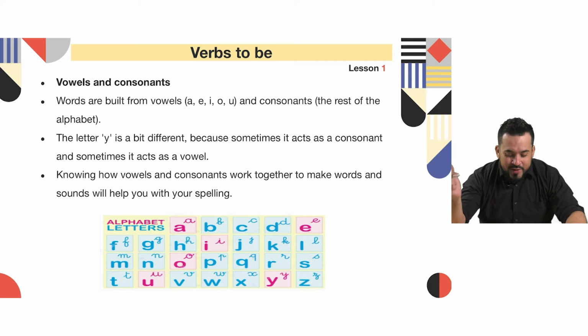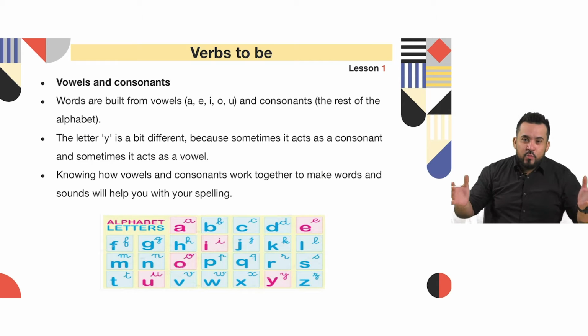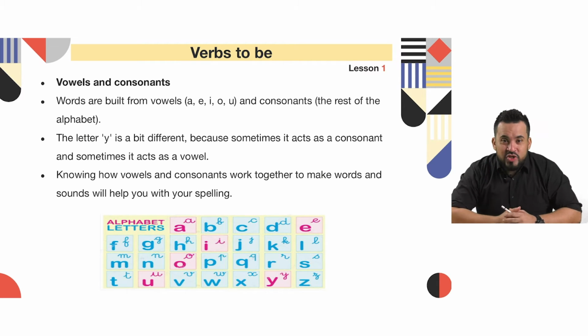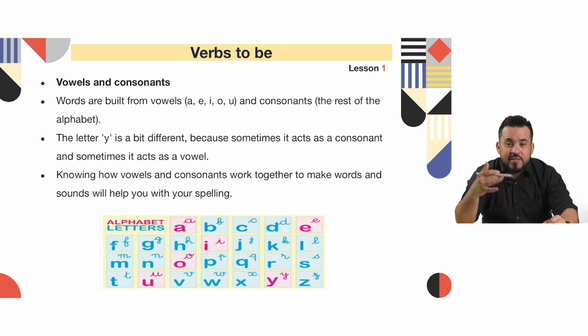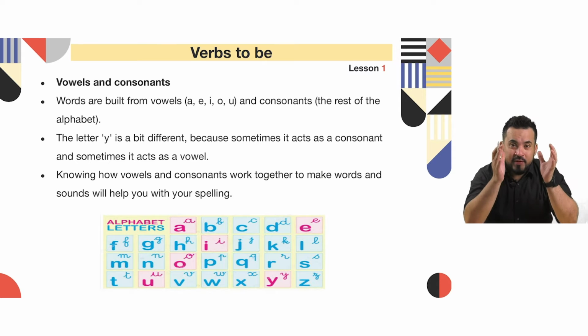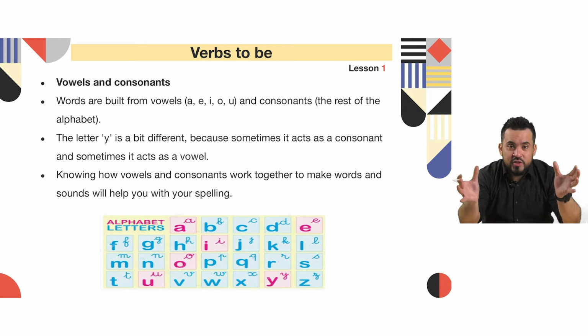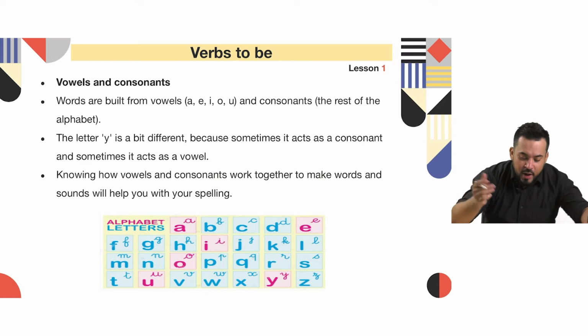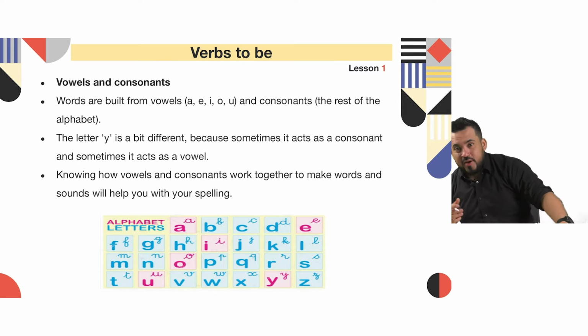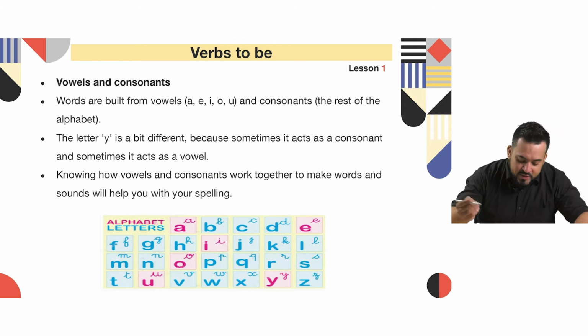Okay, so let's start. As I said, we will start with the very basic, which is the English alphabet. Now we know that the alphabet consists of 26 letters, right? Those letters are divided into two sections, two groups. First group we call the vowels, and the second group we call the consonants. Now what are the vowels and what are the consonants? Let's see. So let's start with the vowels.